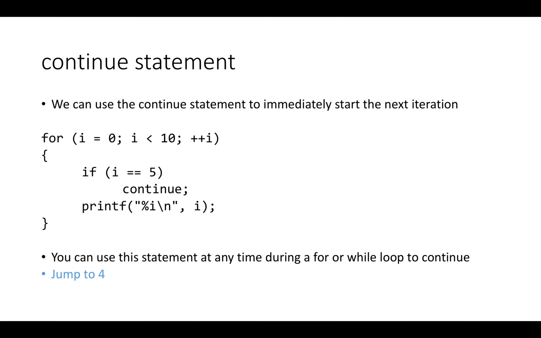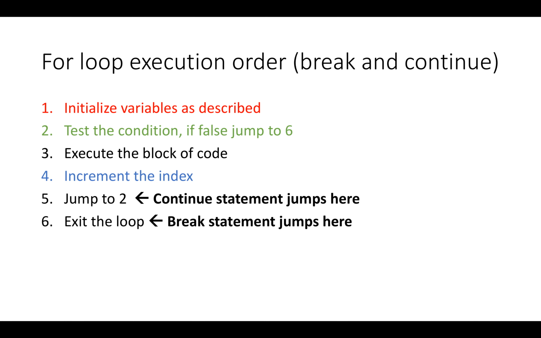The other statement we can use is continue. We can use a continue statement to immediately start the next iteration of the loop. Essentially what this does is it stops and jumps immediately to number 4. So this is our for loop execution order. If we're inside our block of code in step number 3 and we see continue, we're immediately going to go to step number 4. We're going to ignore the rest of the statements inside the block, and we're going to immediately increment the index.